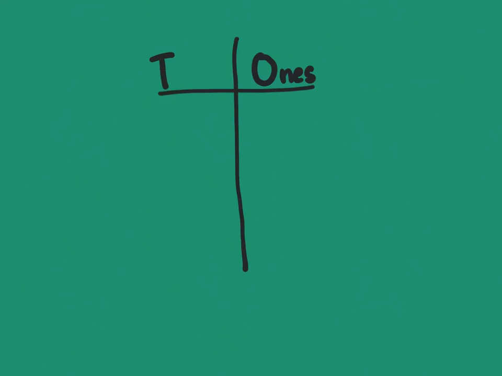So now I want you to try this on a piece of paper or in a notebook. What you can do is you can draw like this. This is called a T-chart because it looks like the letter T. And then we can write right here an O for the ones place, so you can write the whole word ones. And then on the other side, we're going to write T for tens place. You can write the whole word tens.